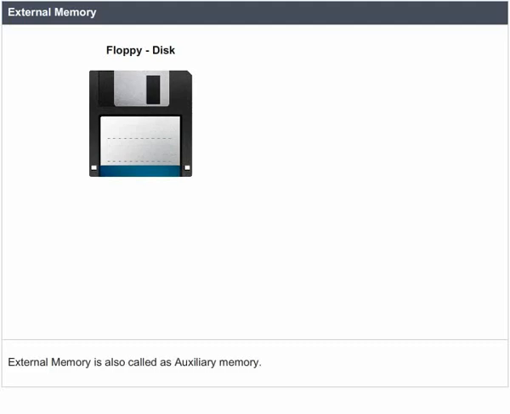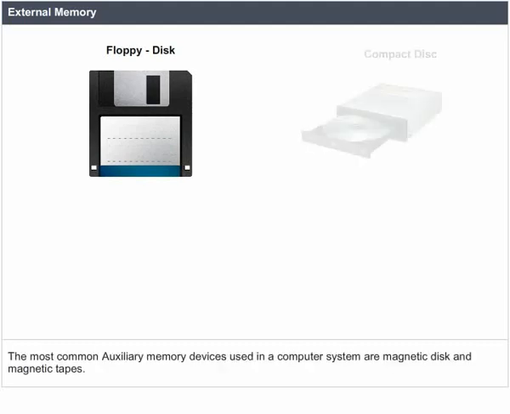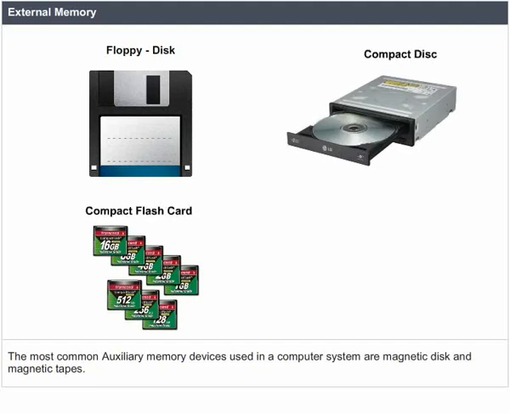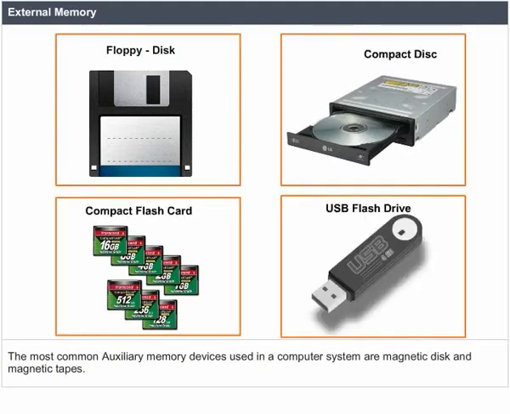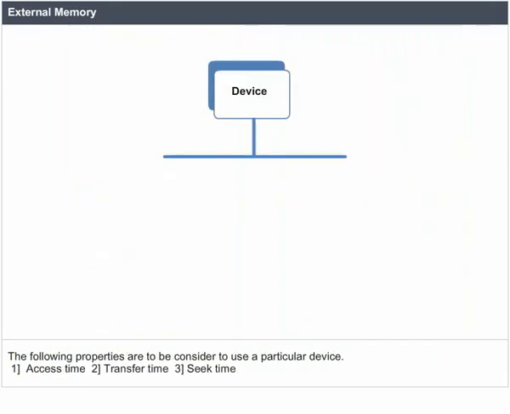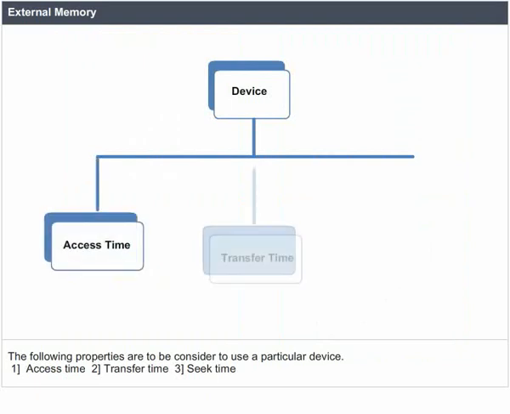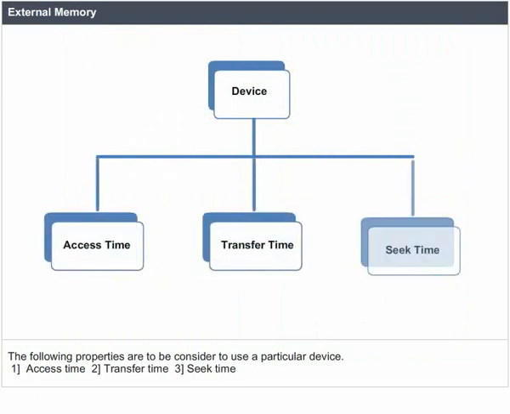External memory. External memory is also called auxiliary memory. The most common auxiliary memory devices used in a computer system are magnetic disks and magnetic tapes. The following properties are to be considered to use a particular device: access time, transfer time, seek time.